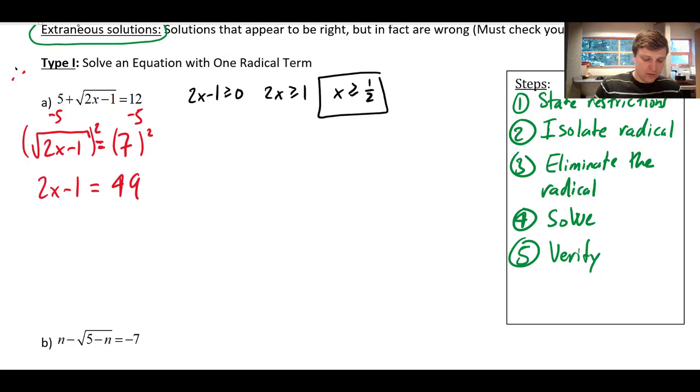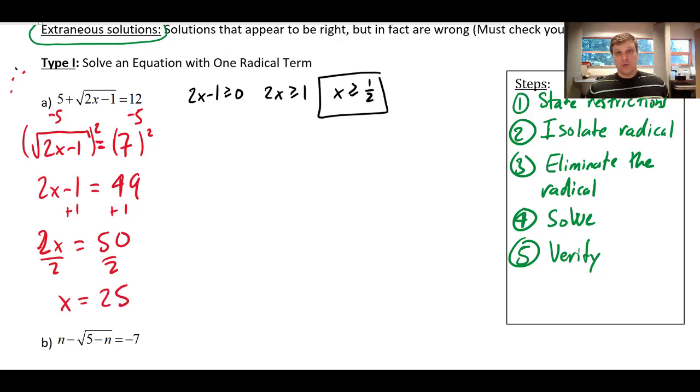And now I just solve, straightforward. So I'm going to add 1 to both sides. So 2x equals 50. And then just divide by 2, and I get x equals 25. Now, that seems to work just fine, but like I said, I always have to go back and verify.